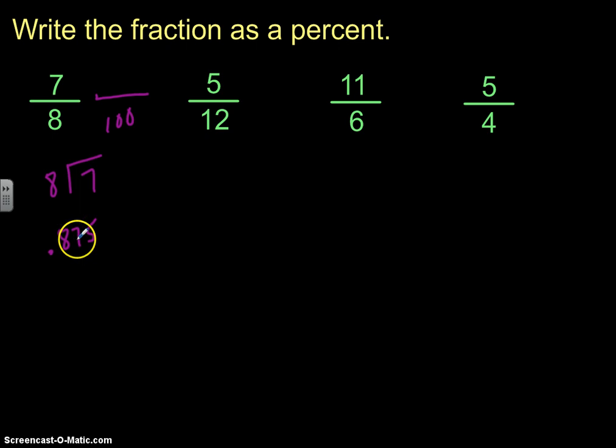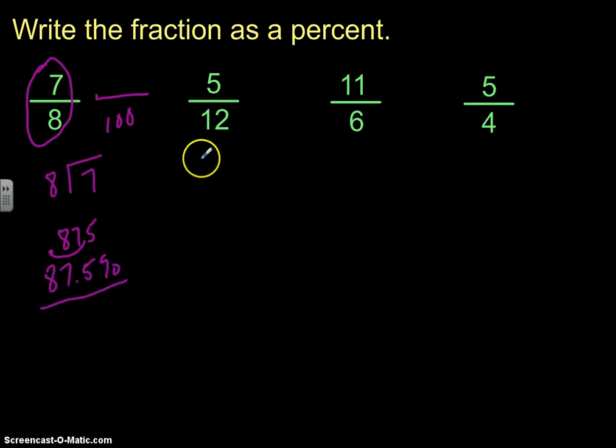And if I were to divide that, that's what I would get. Now, once it's in decimal form, I move it two places to the right. That's 87.5%. Okay? And I know that is right because this is close to 1, and 1 would be 100%. 7/8 is very close to 1, so this makes sense.